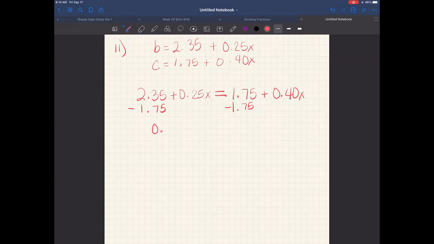1.75. But no, wait. I did it in my calculator. It's 0.6. If you guys need a simple, oh no, you're not allowed to use a calculator. I can use a calculator, but you guys can't.